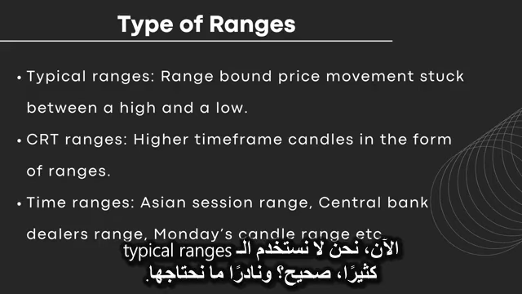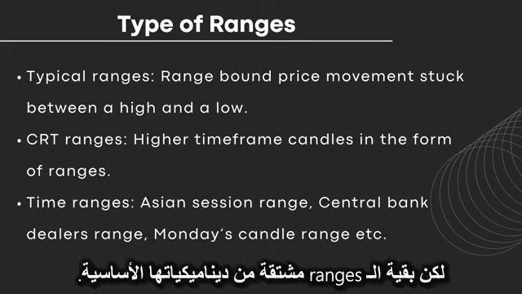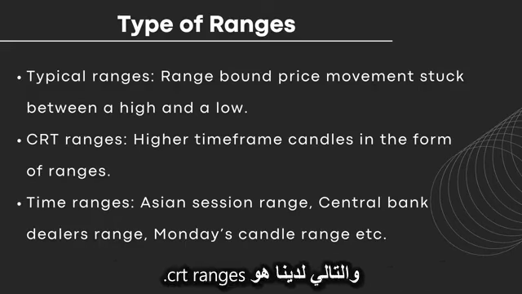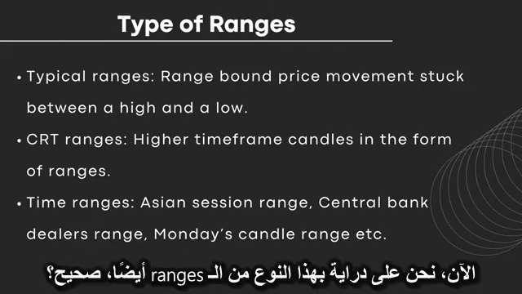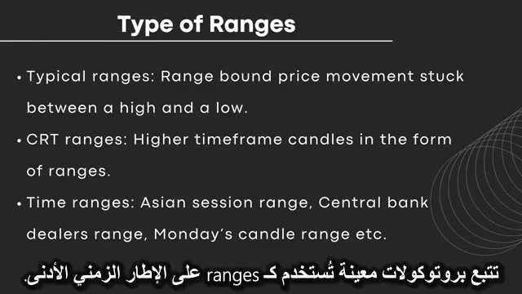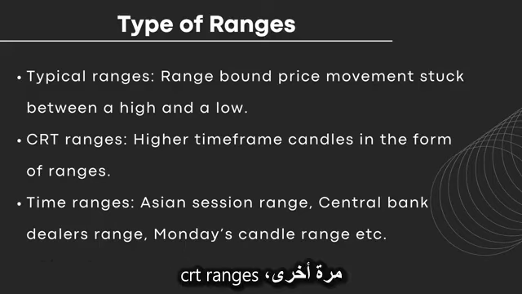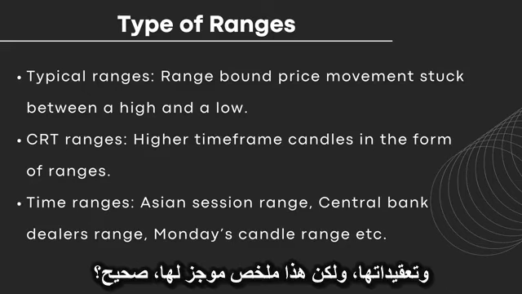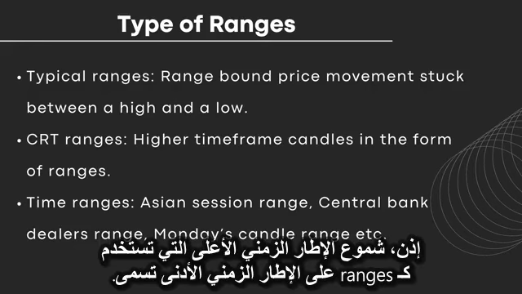Now we don't use typical ranges that much, and pretty rarely are they ever needed, but the rest of the ranges are derived from its fundamental dynamics, so it's best to learn about it as well, right? And the next one we've got is CRT ranges. Now we are aware of this type of range as well, right? These are basically higher time frame specific candles that follow specific protocols that are used as ranges on the lower time frame. Now again, CRT ranges in itself require a whole chapter, and I'll be making a few on it, discussing its details and intricacies, but here's a brief summary of it, right? So higher time frame candles that are used as ranges on the lower time frame are called CRT.